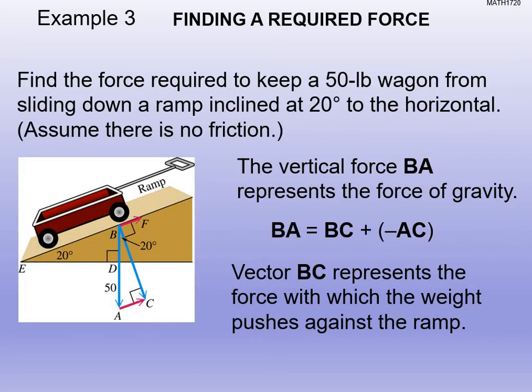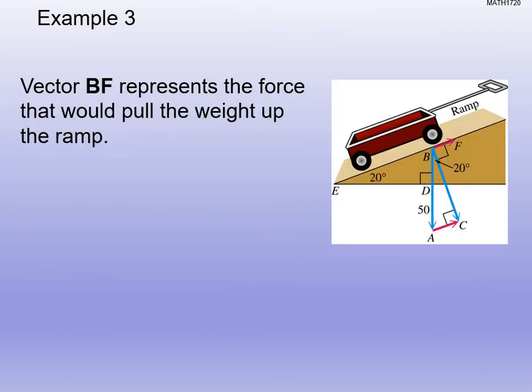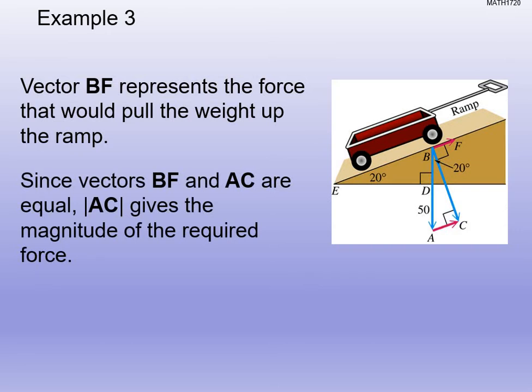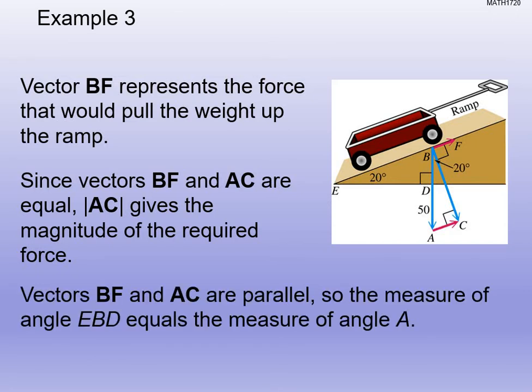So we really just need to make sure, I'm going to step back here. We understand that BC here is representing the force, okay, downward. So then we have to represent the next one, right? BF, that's at the angle going up the ramp. If we take a look at vectors BF and AC, they're equal to each other, okay? They're going in the same direction and they're the same length, so they have the same magnitude as we work through this problem.